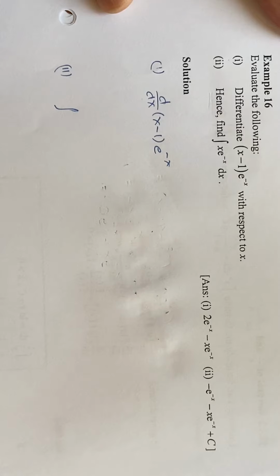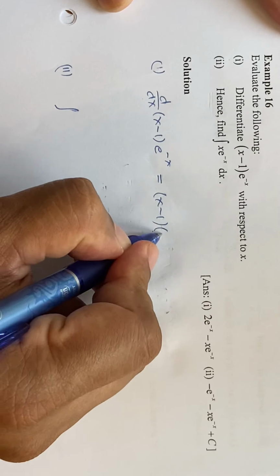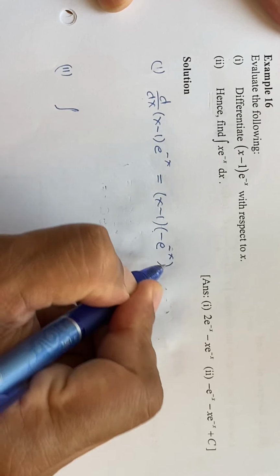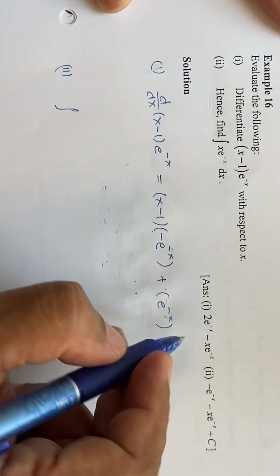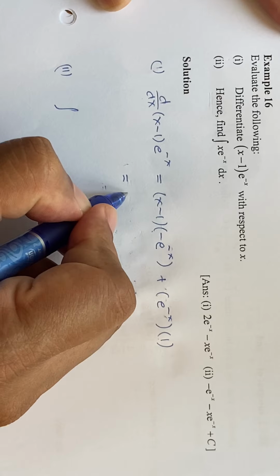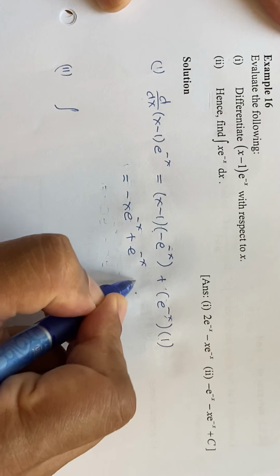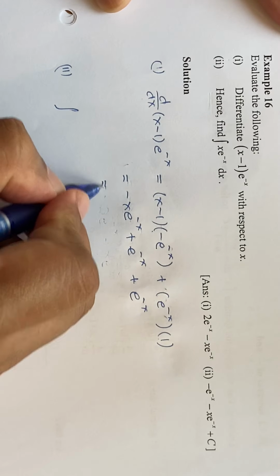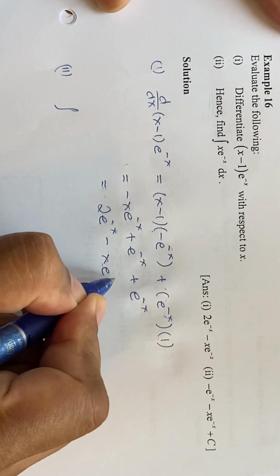Now this is actually a product function made of two functions. So we're going to use the product rule to differentiate this. We take the first function and differentiate the second function. You're going to get minus e power negative x. Then we take the second function and differentiate the first function, so we're going to have 1, and we're going to expand this. We're going to have minus x e power negative x plus e power negative x plus e power negative x. So when we simplify, we're going to have 2 e power negative x minus x e power negative x.